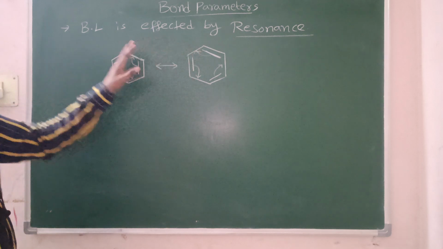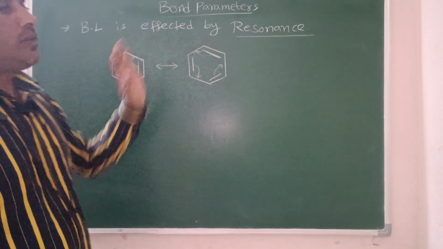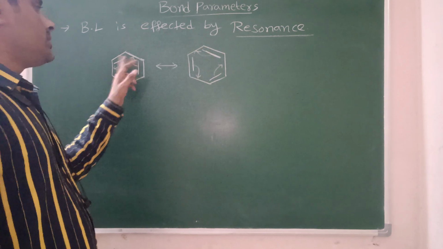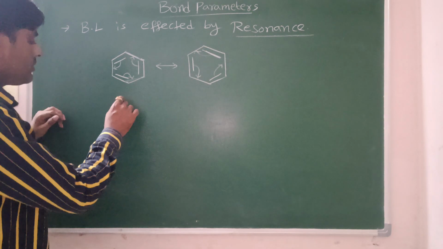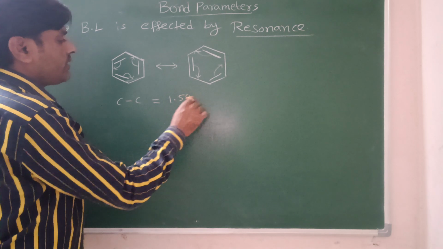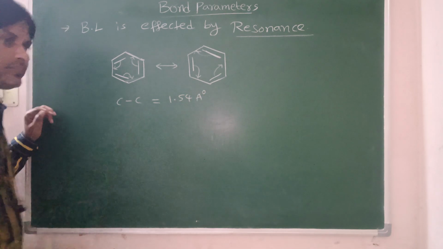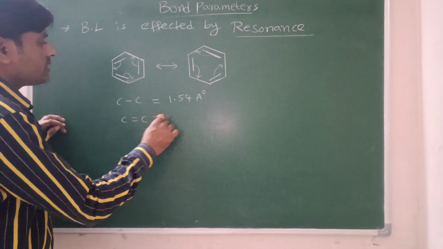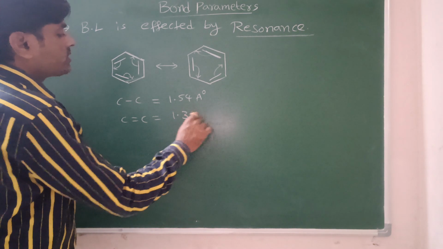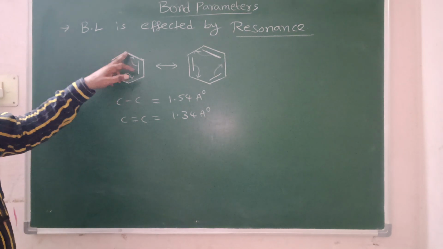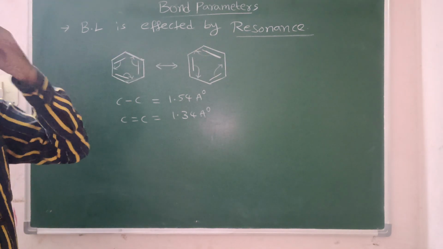Single bond, double bond. The single bond is not constant here, the double bond is not constant here. A single bond changes into a double bond, changes into a single bond. If a carbon to carbon single bond is there, what is the bond length? Just now we wrote 1.54 angstroms, like ethane. And if a carbon to carbon double bond is there, 1.34 angstroms. But here the single bond is not constant, the double bond is not constant.